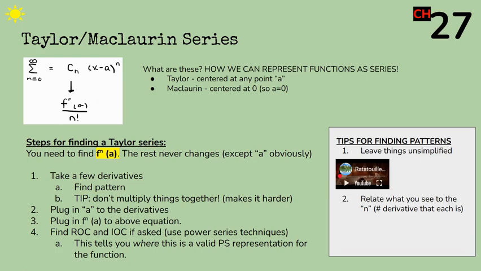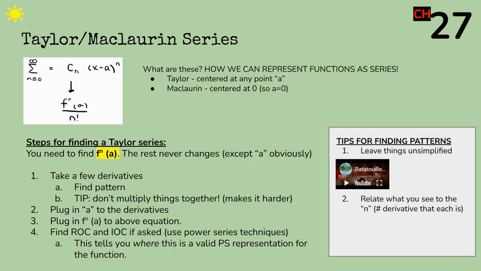So, maybe it was like square root of x plus one or something. I don't know. Just take a few derivatives of that. Now, here's the thing. When you're taking these derivatives, if you have the power rule that you're doing, don't multiply things together. Don't simplify anything. So for example, let's say you're doing x squared.